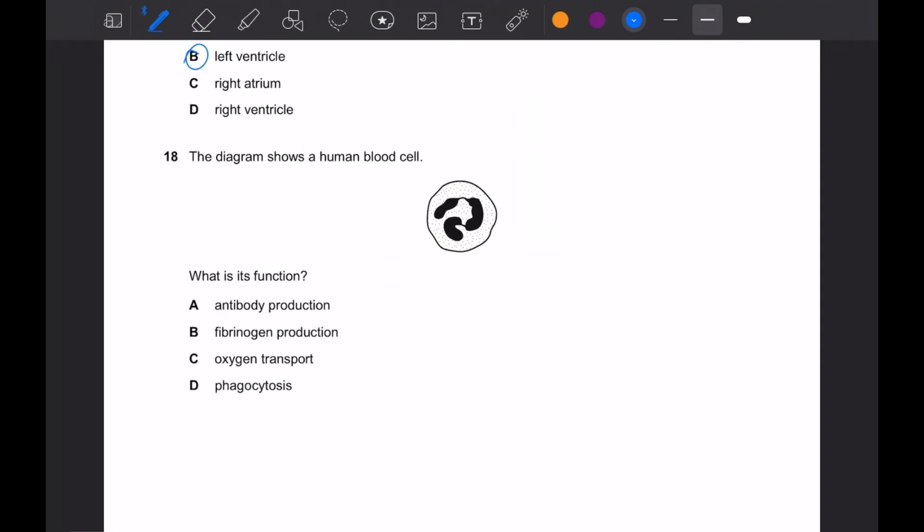Next question, the diagram shows a human blood cell. What is its function? This is a white blood cell, and to be more exact, it is a phagocyte. The function of a phagocyte is phagocytosis. To distinguish between a phagocyte and a lymphocyte, a lymphocyte usually has a spherical nucleus, so it usually looks like this. It's spherical. And the function of a lymphocyte is antibody production. So if the drawing is a lymphocyte, this would be the answer.